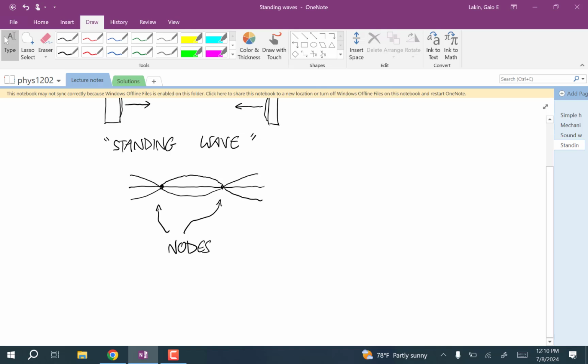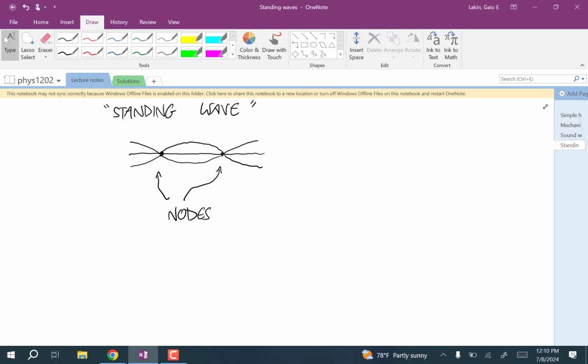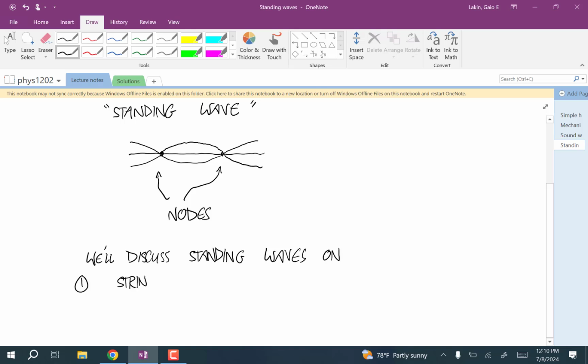Well, a lot of musical instruments operate on the principle of standing waves, and we're going to talk about standing waves in two different mediums. So we'll discuss standing waves on strings, like a guitar, a harp, or a piano, and on air columns. That would be like a wind instrument or a pipe organ.